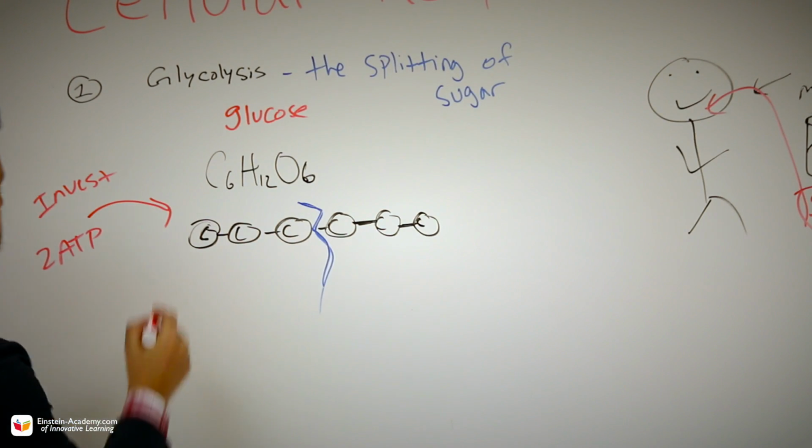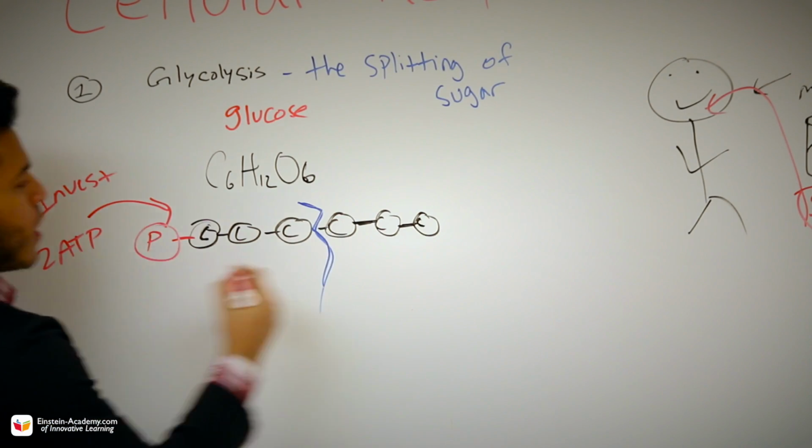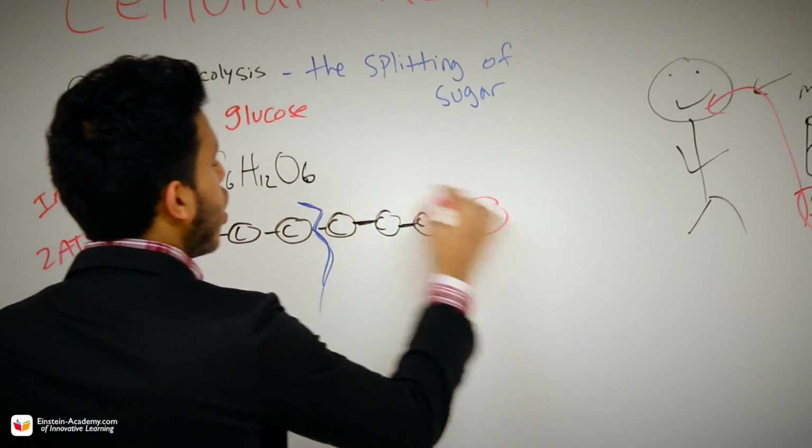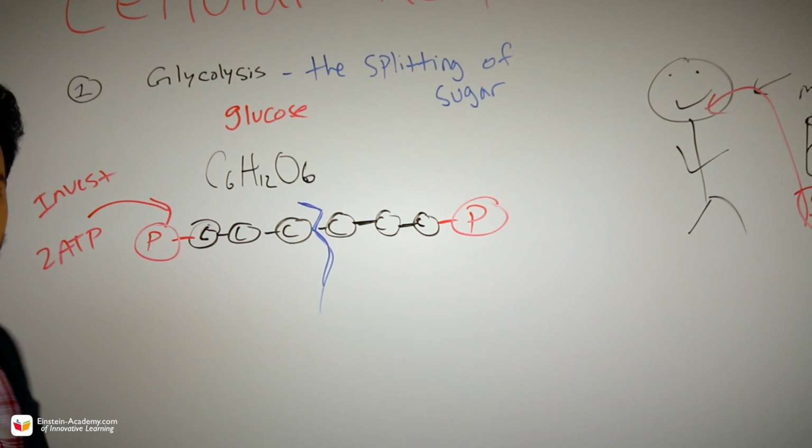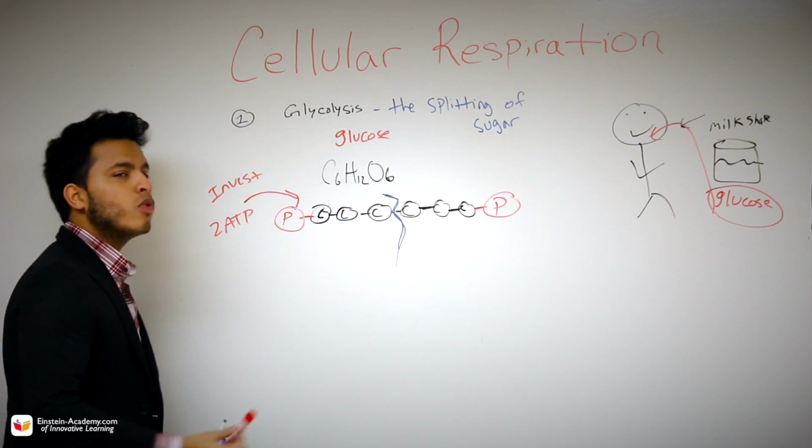And what happens is you add a phosphate over here, and you add a phosphate over here, which causes the 6-carbon compound to split in half because it's highly unstable. Let's take a step back and talk about investing 2 ATPs.